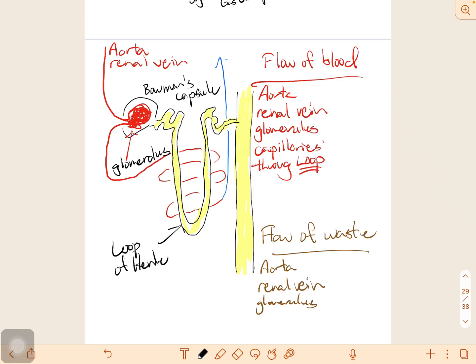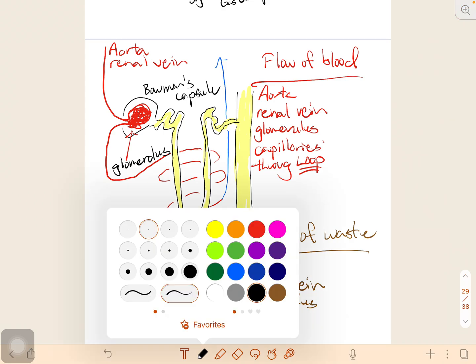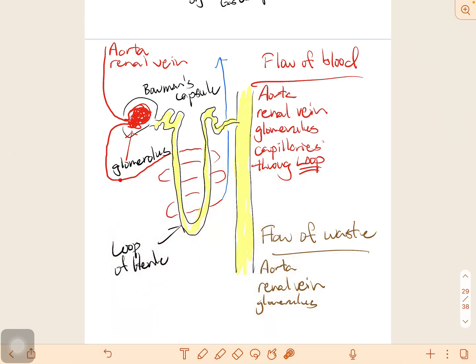All right. One thing to remember, this blood has not left the blood vessel, okay? It is still in the blood vessel. What's happening here is that it's reabsorbing all the things that it needs before this blood gets piped back into the rest of the body. All right? So it's going to go through the capillaries through the loop, through with an H. All right, so aorta, renal vein, glomerulus, capillaries through the loop.